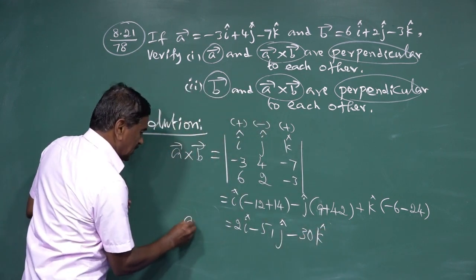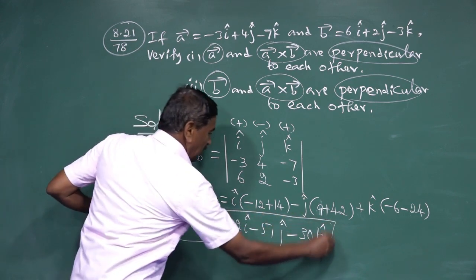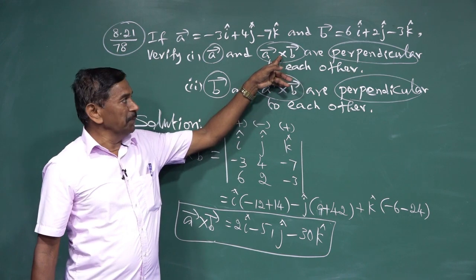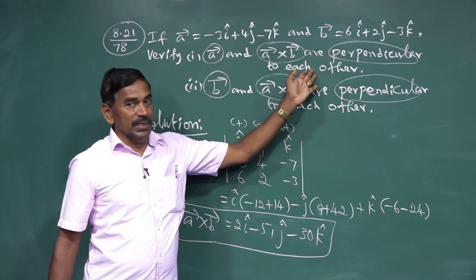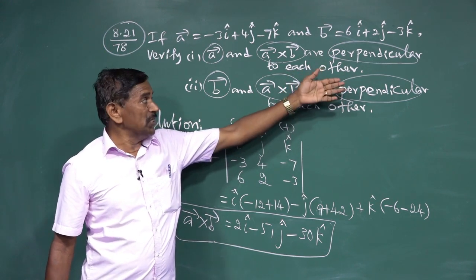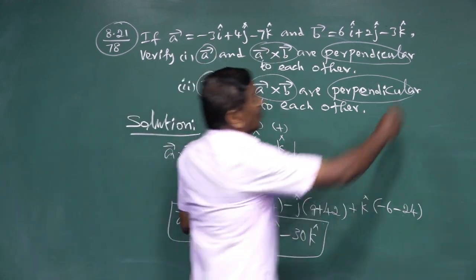Whose left hand side is vector A cross vector B. So A cross B is equal to 2i minus 51j minus 30k. Again listen. First we completed A cross B. Now I want to verify vector A and A cross B are perpendicular to each other. It is enough to verify? Yes, dot product equal to 0. Now I want to verify vector A dot A cross B. Now listen.